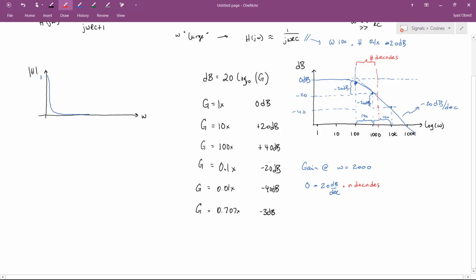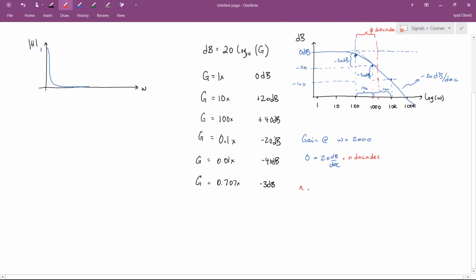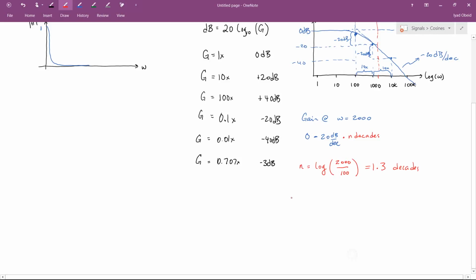So all I need to sort out now is how many decades are between 100 and 2,000. And the way I do that is by taking the log of their ratio. So if I take log of 2,000 over 100, I get 1.3. That tells me there are 1.3 decades between 100 and 2,000. If you're wondering what that means, if I take my original starting value, 100 rads per second, and multiply it by 10 to the number of decades, I get 2,000.